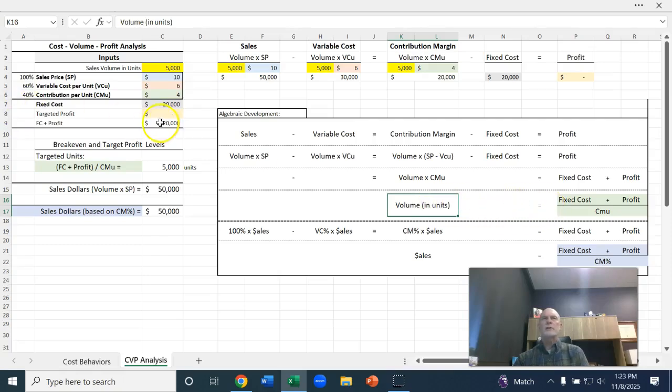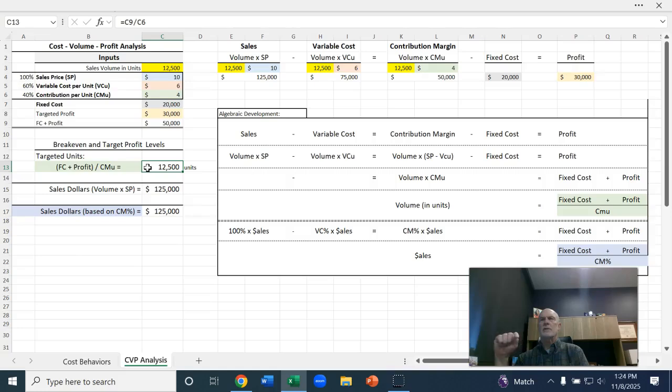So for example, suppose our target profit was $30,000. So I'll plug that in. That means the fixed cost plus that target profit gives us 50,000. 50,000 divided by the $4 a unit is 12,500 units that we have to sell to hit that target profit level. Well, up here I've got it plugged into the income calculation, and you can see that when we sell 12,500 units, that does hit the $30,000 profit.